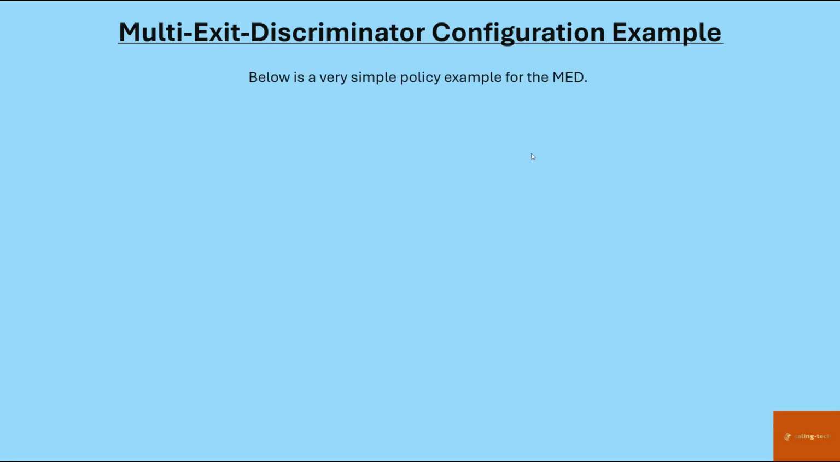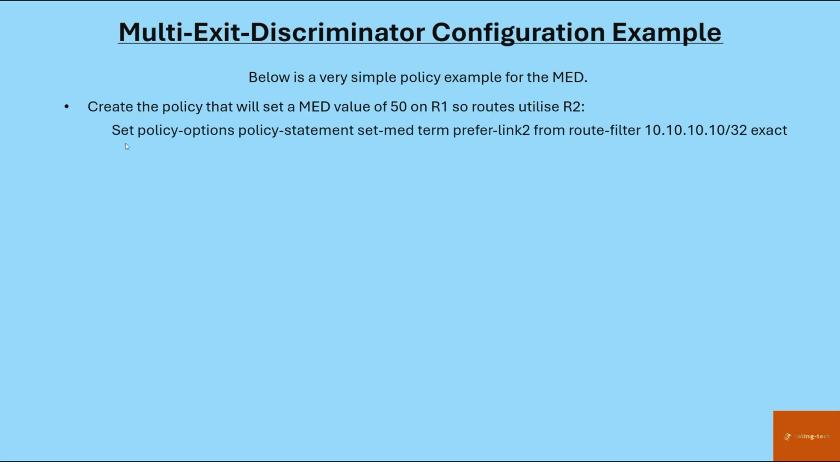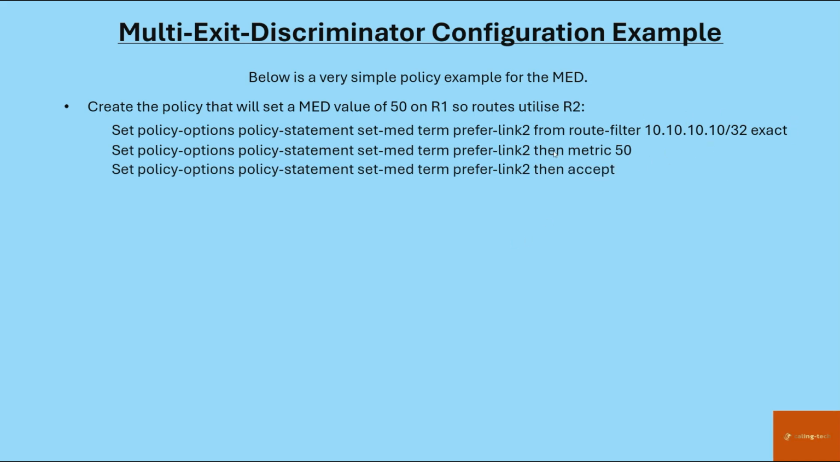So it's a very simple policy example for the MED, as we've just said. So the first thing we're going to do is create the policy that will set a MED value of 50 on R1 so that the routes utilize R2. So we do a set policy-options policy-statement set-MED, which is the name, term, again a name, prefer-link-2, from route-filter 10.10.10.0/32 exact. So what we're stating here is this is only going to affect any traffic destined for this particular address. Okay. We then set the metric to 50 for that particular route and we then accept it.